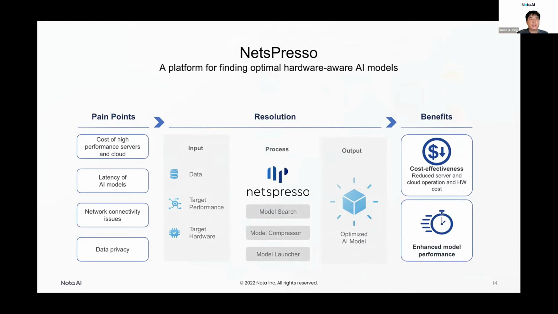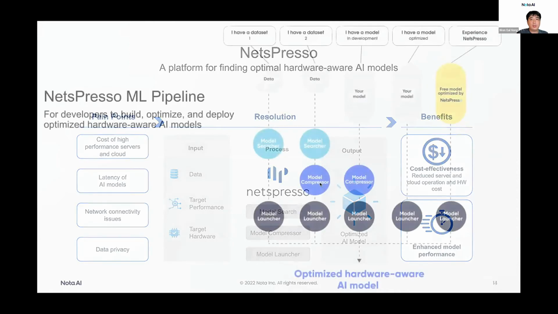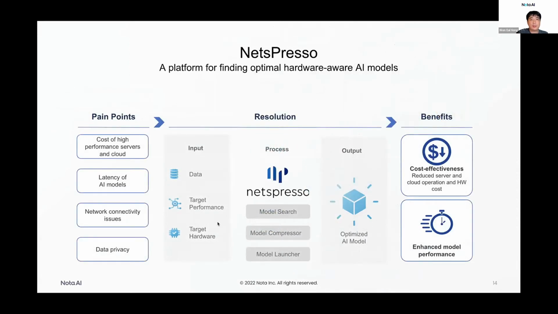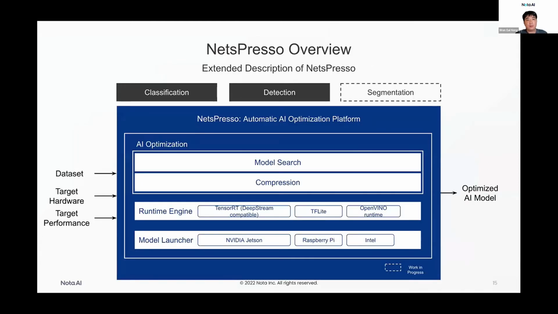NetsPresso is a platform to find optimal hardware-aware AI models. It solves the pain points of users. The input is a data set, or sometimes, in the case of model compressor, you don't have to upload a data set. The outcome of NetsPresso is an optimized AI model. When we say optimized AI model, it covers the specs, the inference time, the accuracy or mAP for each device. So we call it hardware-aware AI model optimization. It requires a data set, target hardware and target performance, just the configuration. You upload the data set or your model and the model searcher and compressor will give you back the optimized AI model for your device.